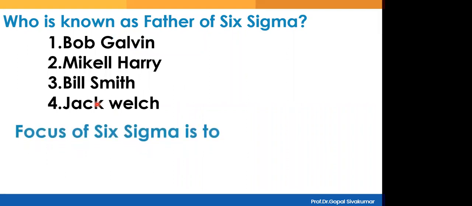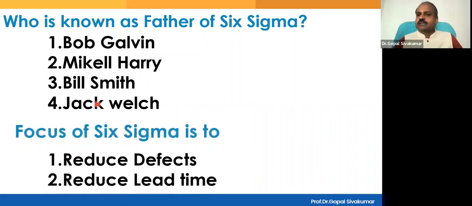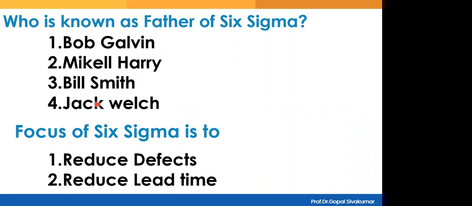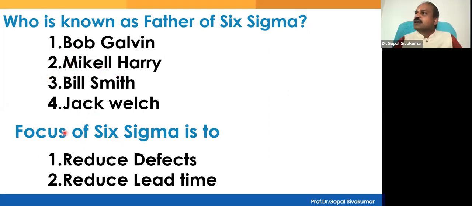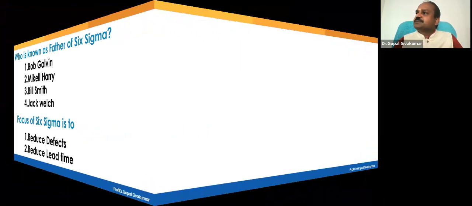Will Smith. Oh, this question is repeated, but anyway, you answer. Bob Galvin. No, Bill Smith, father of Six Sigma. Bill Smith is the correct answer, right? Yeah, Bill Smith. And one more. This Bill question we already answered. Let us not look at it.